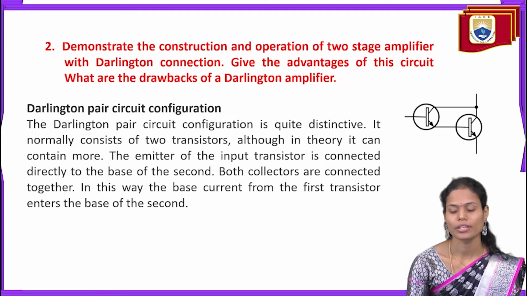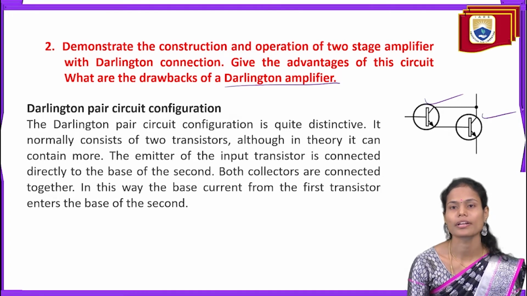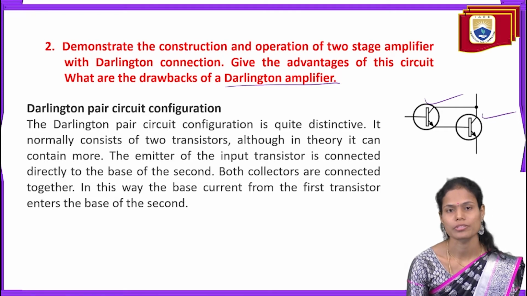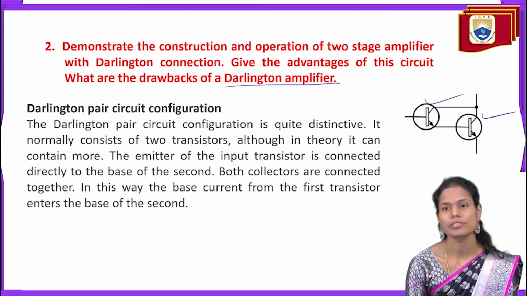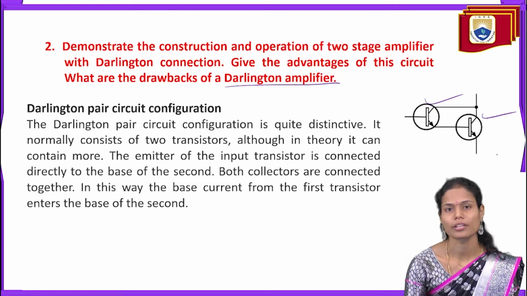So here, the Darlington amplifier is nothing but two transistors connected in cascade in order to improve the amplifier parameters, that is the voltage gain, current gain, and input and output impedances. In this Darlington amplifier, the current gain of the amplifier increases more. So we have to explain the construction of this Darlington pair.